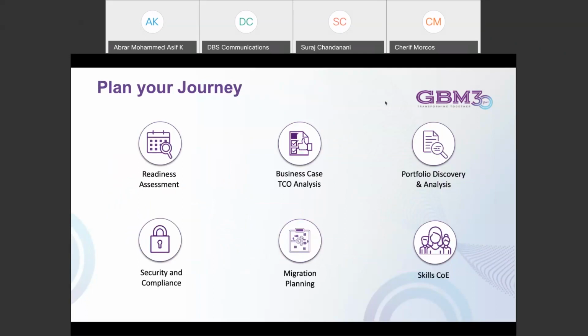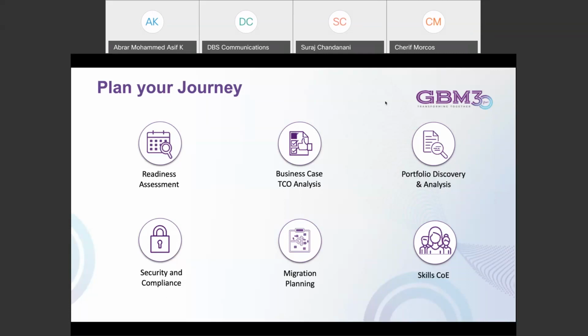So as you plan your journey to cloud, it is very, very important to see the readiness, to have a business case, to be able to have a full inventory of your applications, to understand the security and compliance posture that is required around each one of those applications, to be able to migrate those applications from on-prem into the public cloud in a way that you are able to cater for the dependencies, the complications, and the interlinkages between the applications. And finally, you need to plan your own skills and center of excellence within your organization on the new technologies that you're moving to.